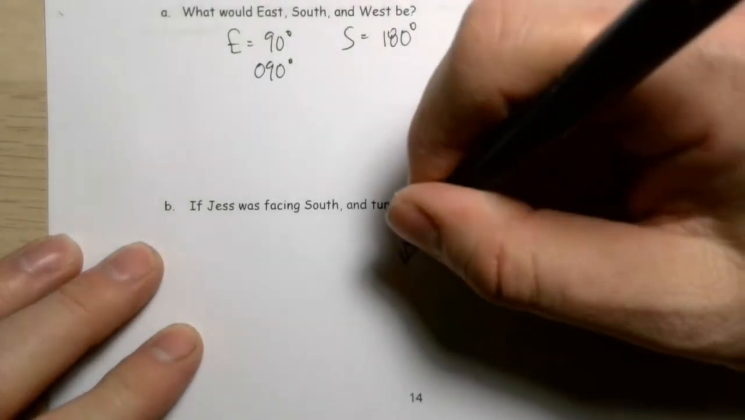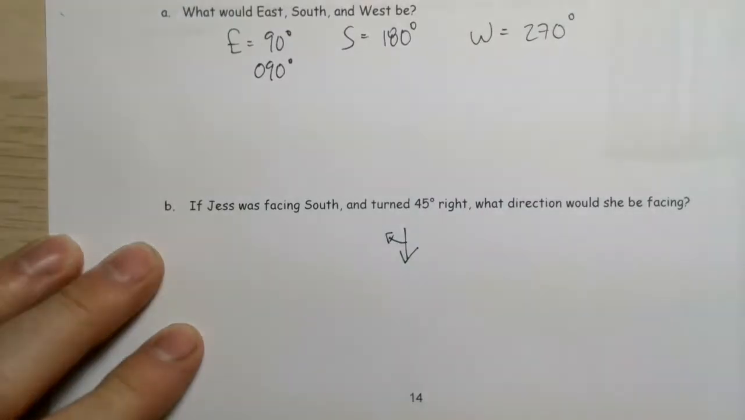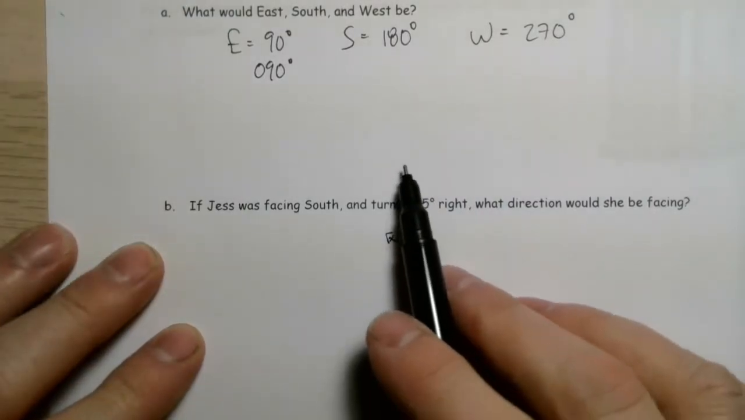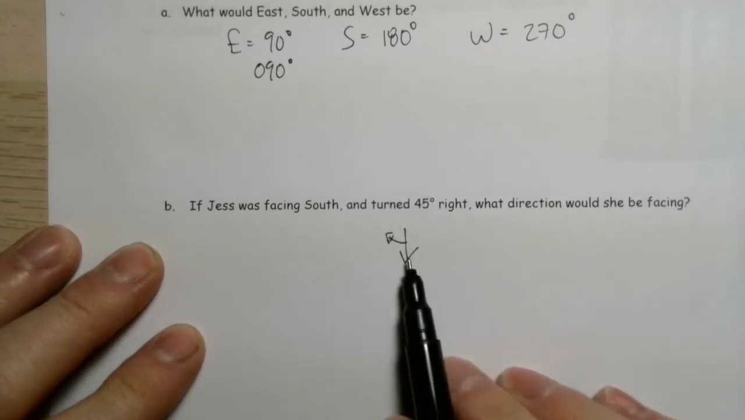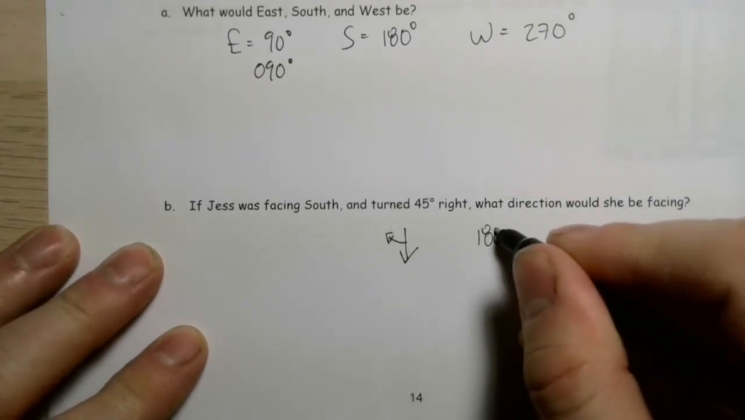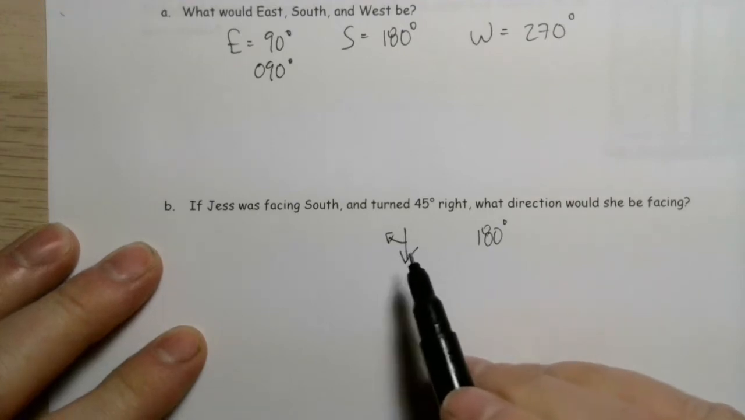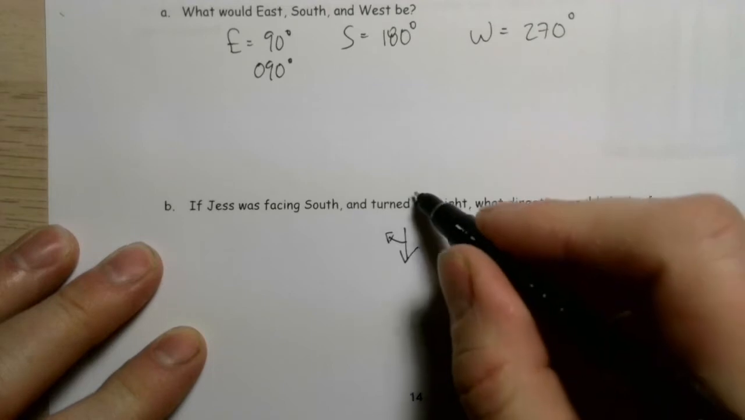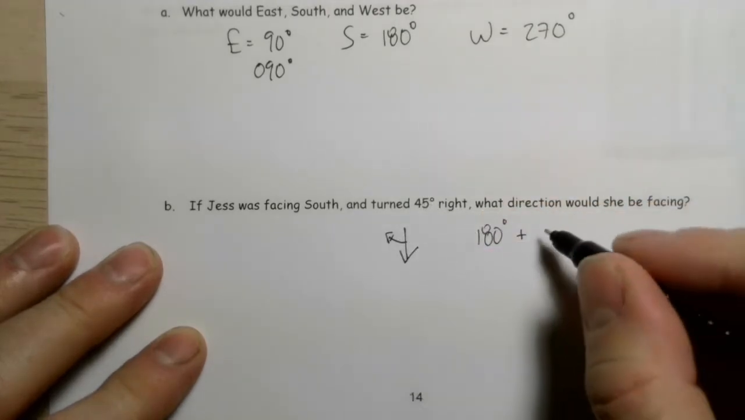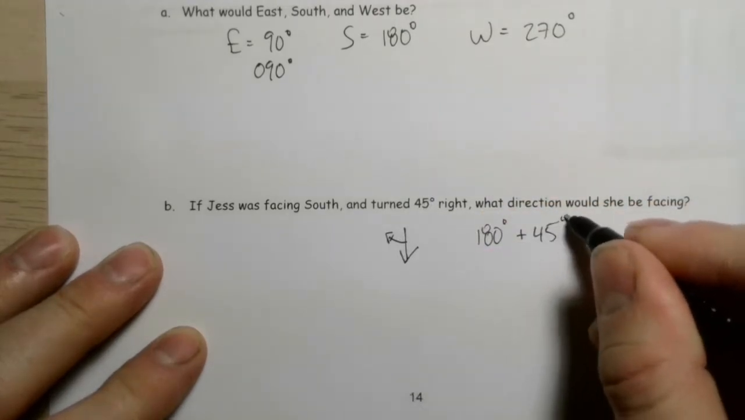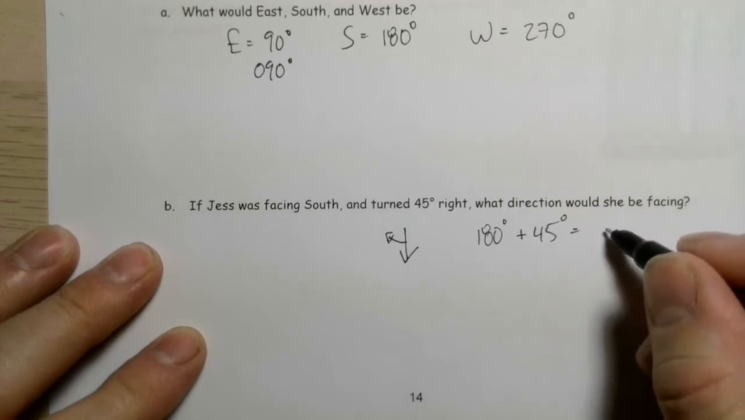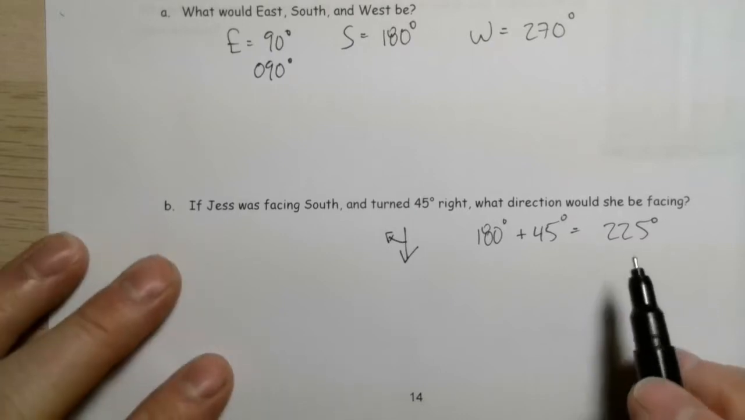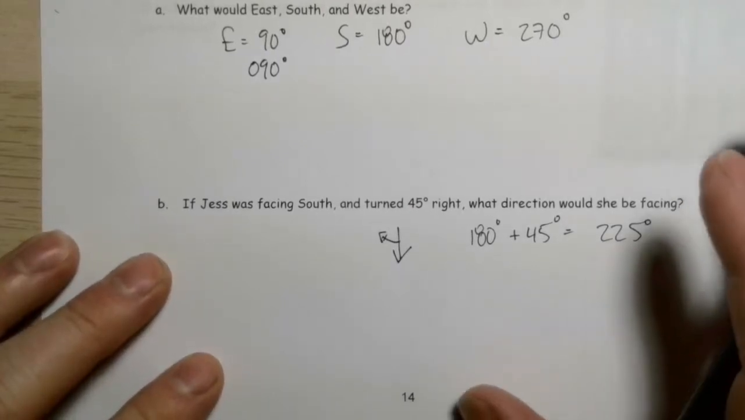If you were to turn to the right, that is going to be this direction here, 45 degrees. What direction would she be facing? Okay, well, south is 180 degrees, and if she turns 45 to the right, that's going to add, because remember, anytime we're going clockwise here, we're going to add to this. It's going to get bigger here. We're going to add 45 degrees to that, and that is going to get us 225 degrees. So she's going to be facing along a bearing of 225.